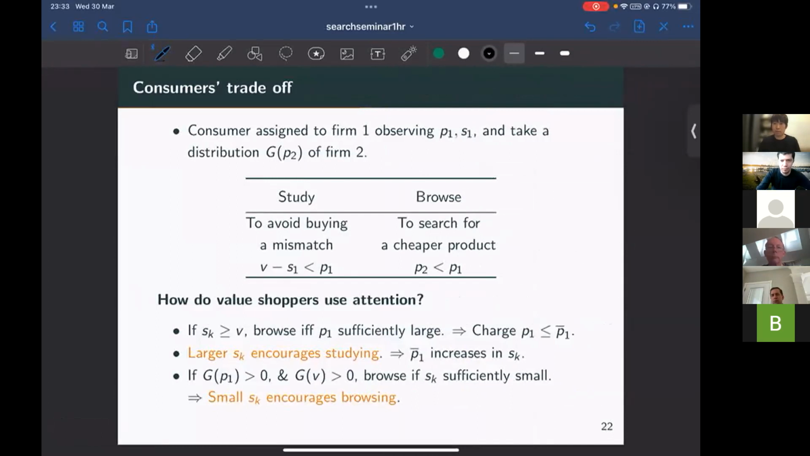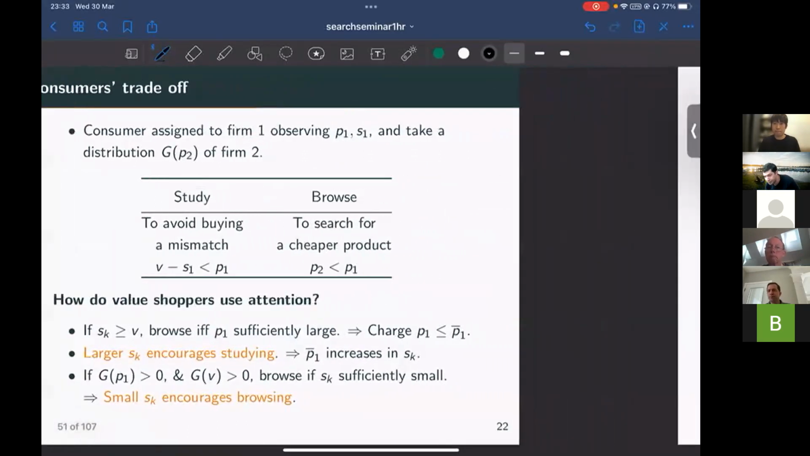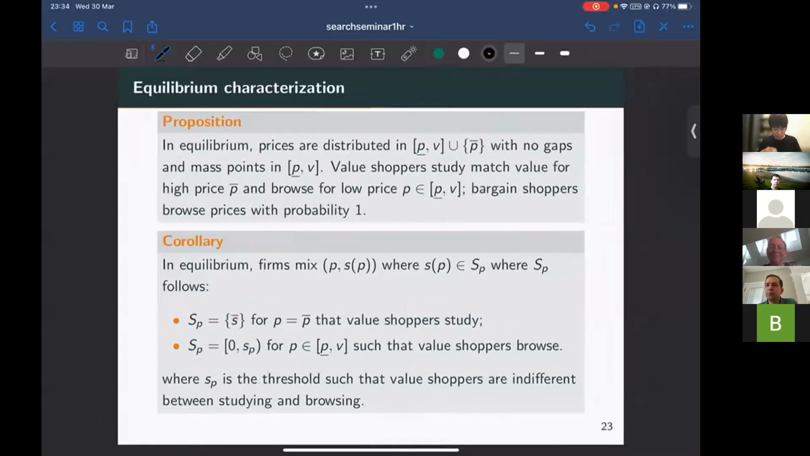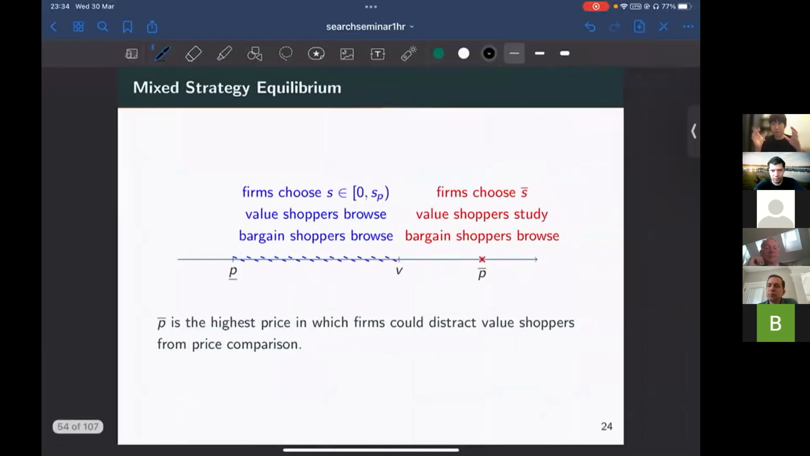Any questions? No. Right, so let's talk about the equilibrium. Again, this is understandable, so I'll skip this and look at the graph directly. I hope that's okay. You can go back to the more math if you want.